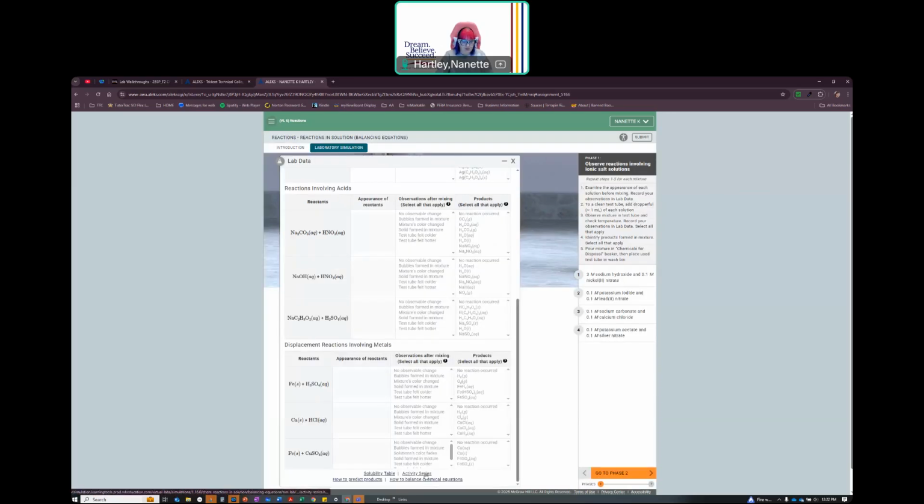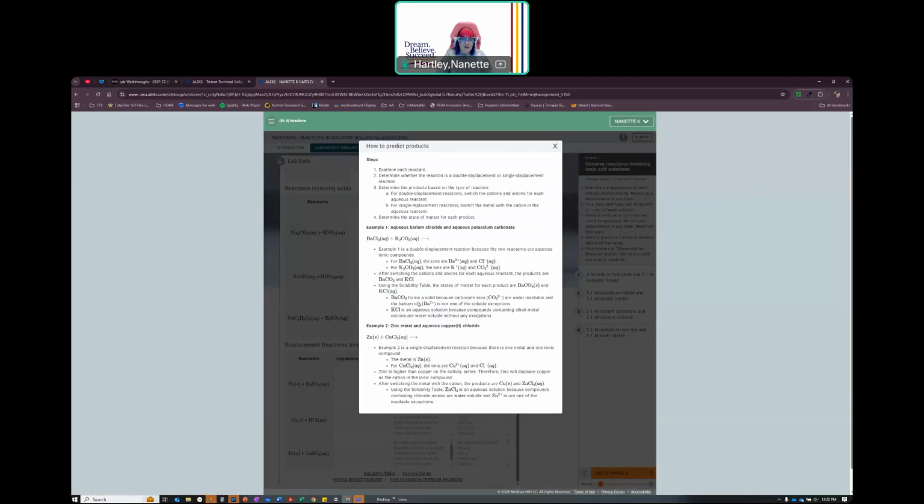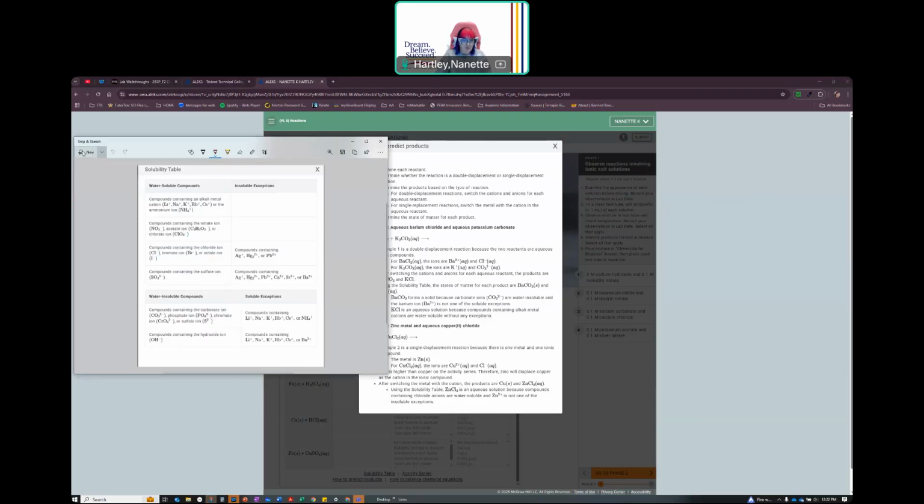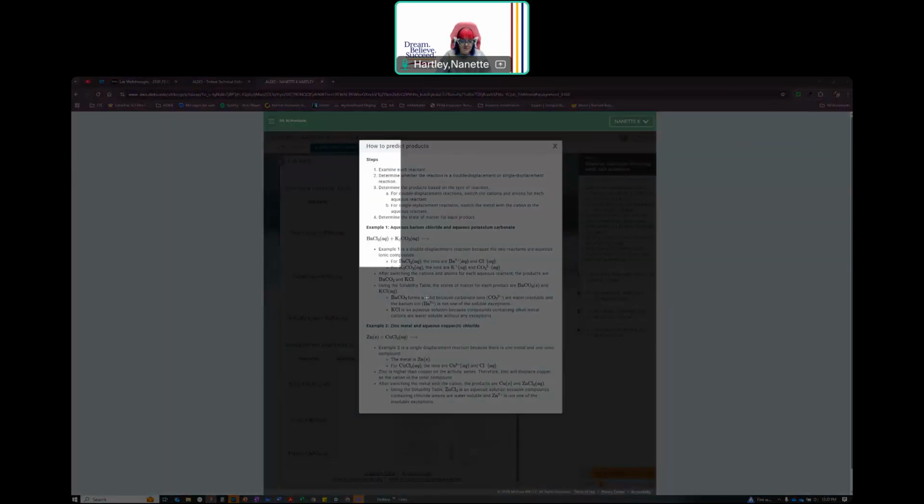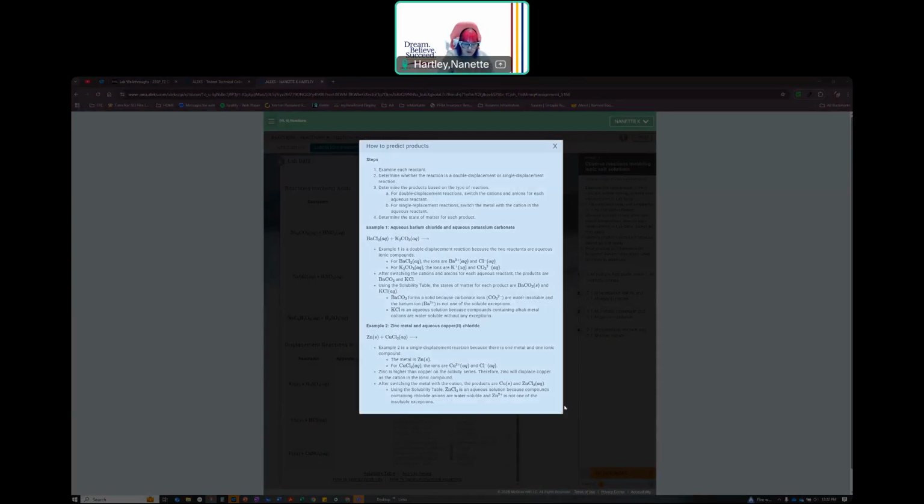Now, other things that we have in here talk about how to predict products. We examine each reactant and determine whether the reaction is a double displacement or a single displacement. This would be a double displacement. Determine the products based on the type of reaction. For double displacements, switch the cations and anions. So we take the cation here and put it with the anion there, and the cation here and put it with the anion there. And that's exactly what we did. So I'm going to take a screenshot of this just to talk about how we did. I apologize for that.